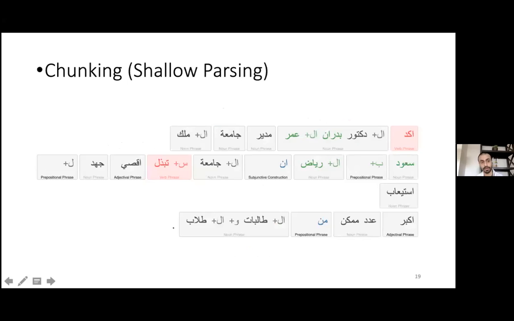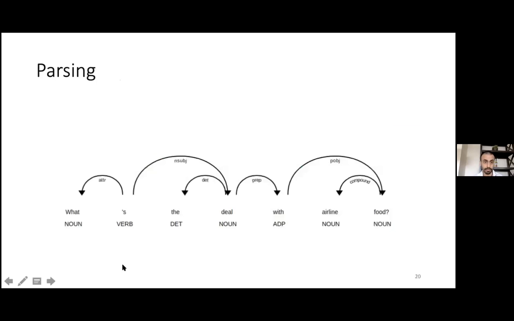Another task is called chunking or shallow parsing. Here you want to collect tokens together in order to form some chunks. Chunks can be something like noun phrase, verb phrase, prepositional phrase, etc. Another task is parsing. Here's an example of something called dependency parsing. So in parsing, we want to understand the structure of the sentence, where's the verb, where's the noun, where's the subject.